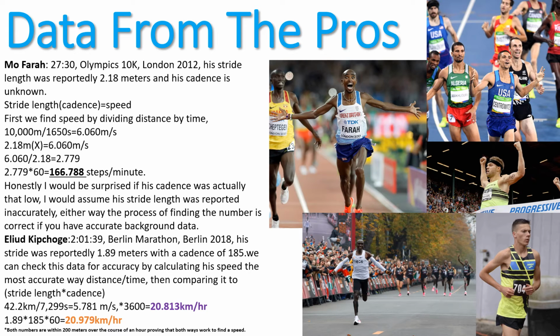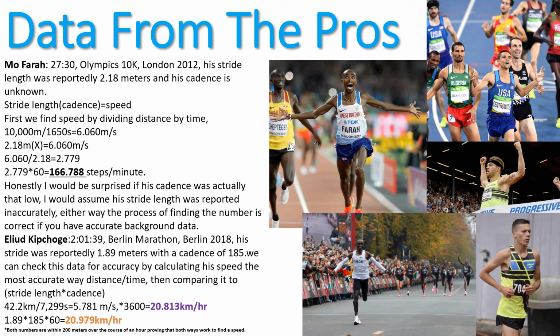Now, I wrote this down. Honestly, I would be surprised if his cadence was actually that low, considering he's an Olympic runner. I think that his stride length was actually overreported, but who knows? If you look up a video of Mo Farah running, he does have quite a long stride. Either way, this process is helpful and accurate for finding the number of cadence or stride lengths, but you do need correct data to get the correct equation, but the equation will always give you reliable data.